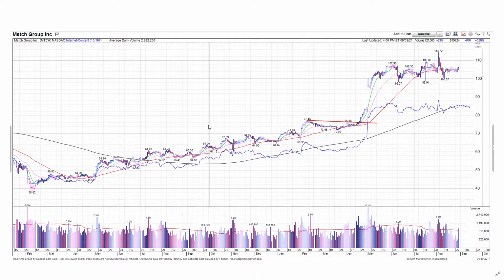Here's Match Group, MTCH. Clean and simple base. It looks almost like a cup and handle, maybe like a skillet. It breaks out here on a surge in volume. I can't match it up. I think so. It breaks out on volume here, or it may have been right here. It's not that it's really easy, but once you train your eyes, you start to really pick these things out.